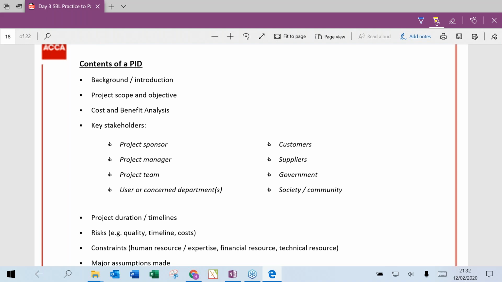What kind of information do you expect to see in a PID? You are a director. You are supposed to approve or reject a project investment of $2 million. What is the basic information you should expect in a PID? Can you think of 3 items?